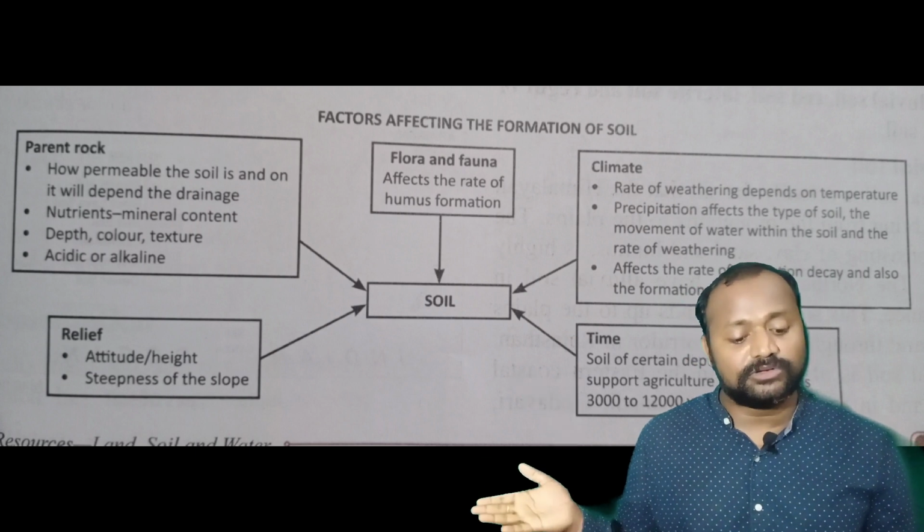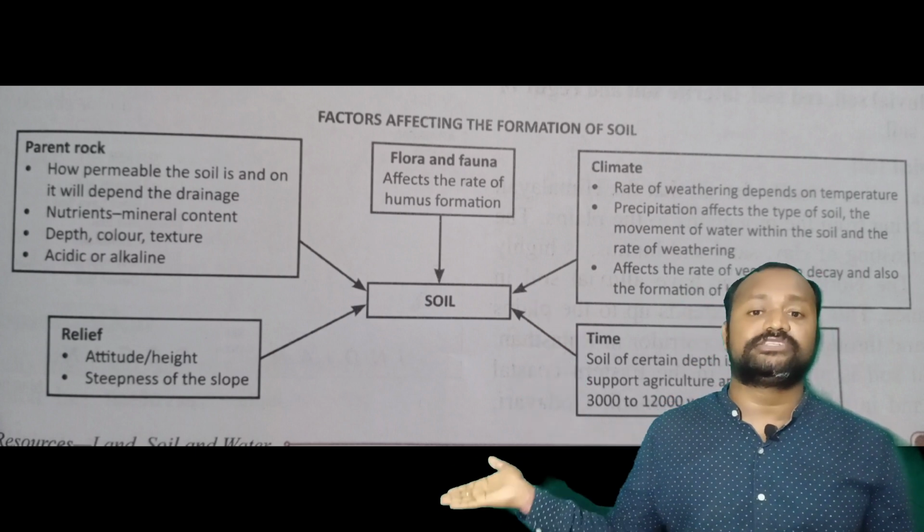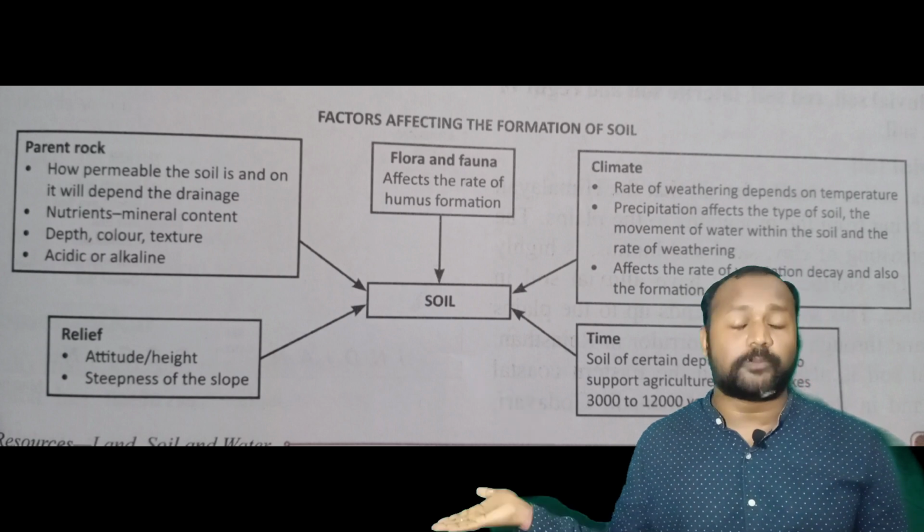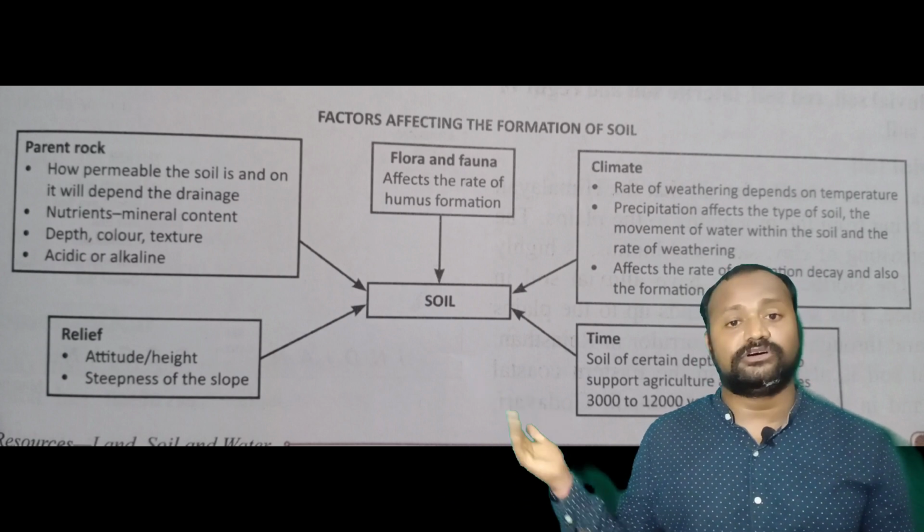Next we will discuss the different horizons of the profile of the soil.